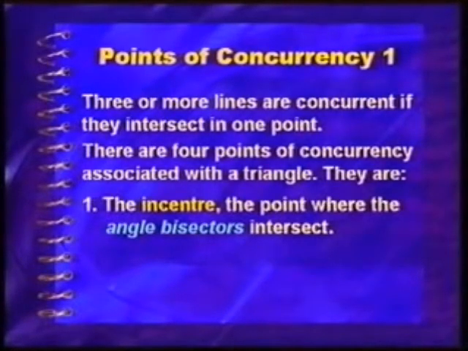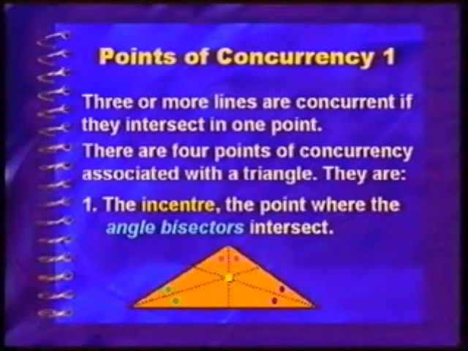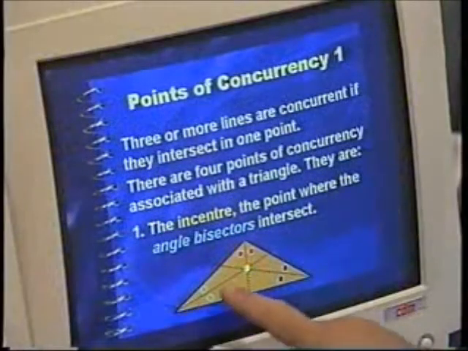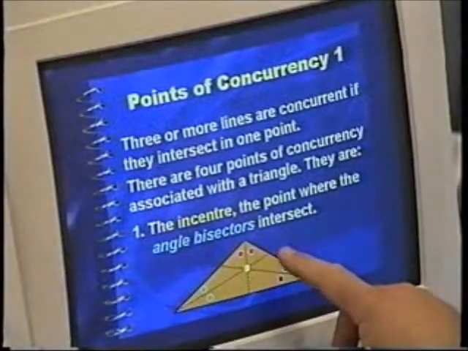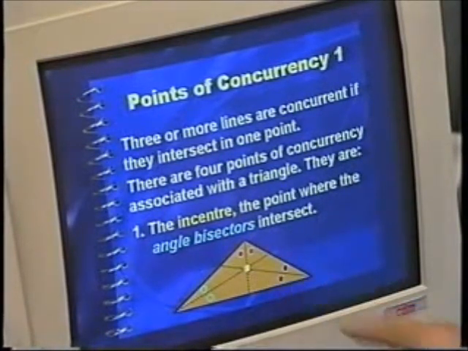The first one, let's have a look, the in-center. That's the point where so-called angle bisectors intersect. What is an angle bisector? Well, we've got an angle here, we bisect that angle, draw that particular line. And we do that for each of the angles, and we get this yellow point.